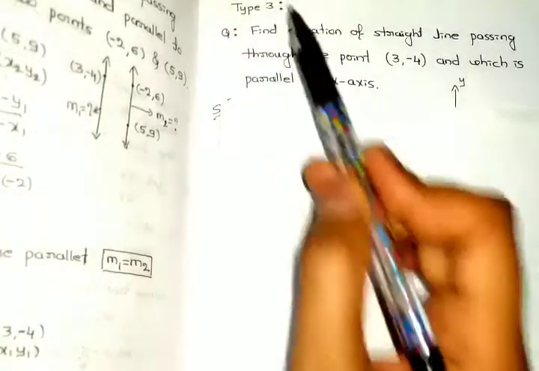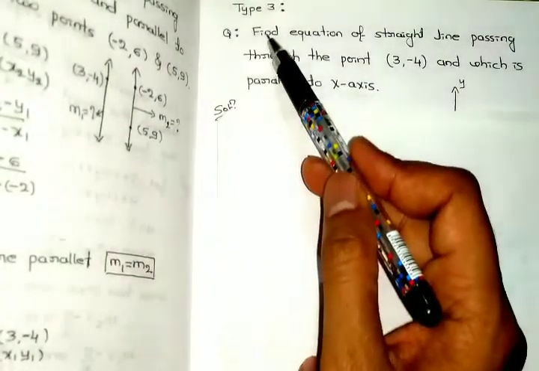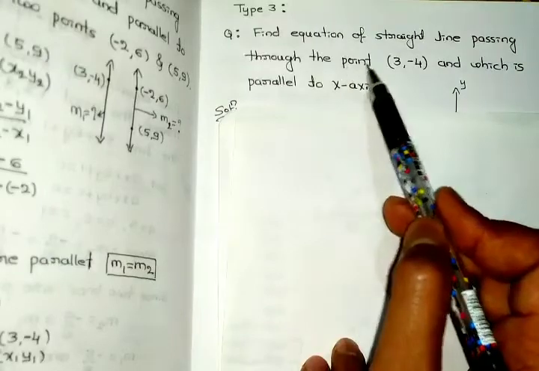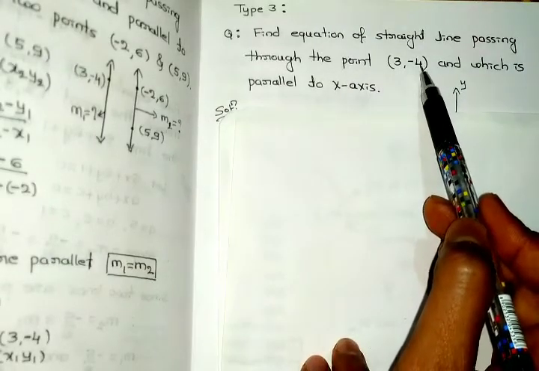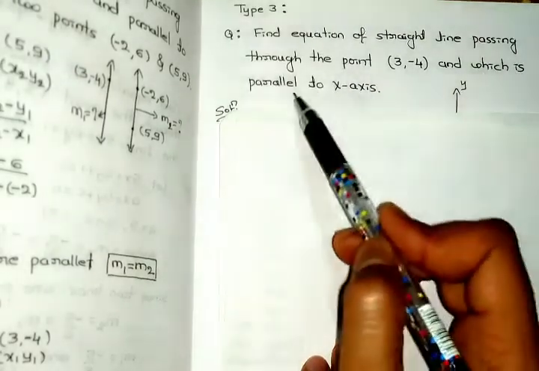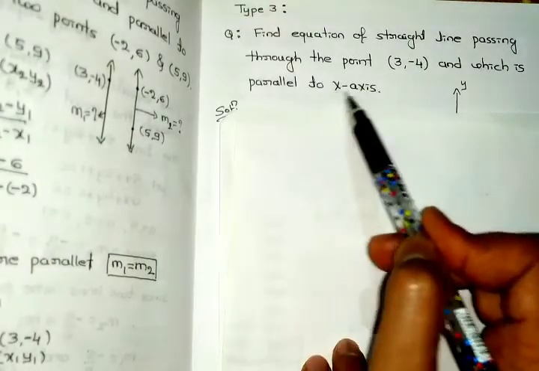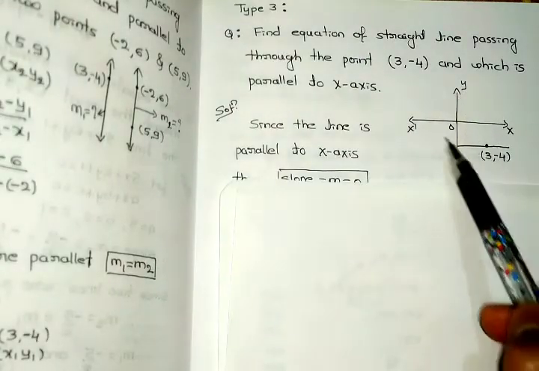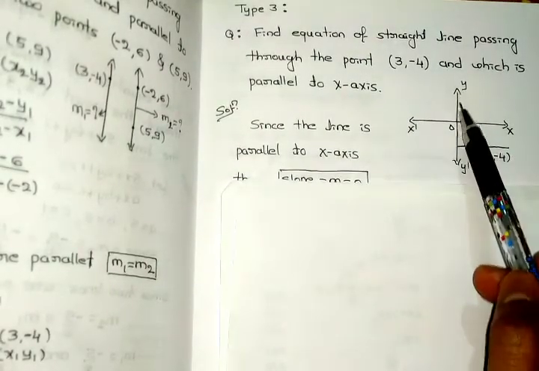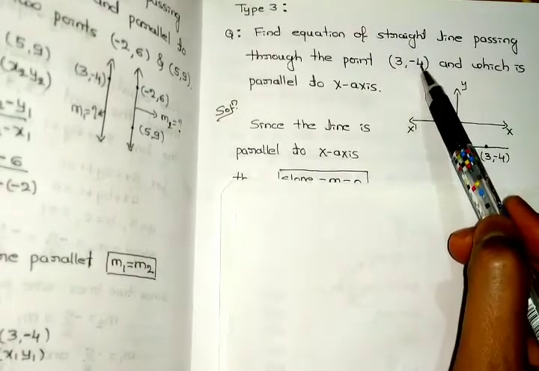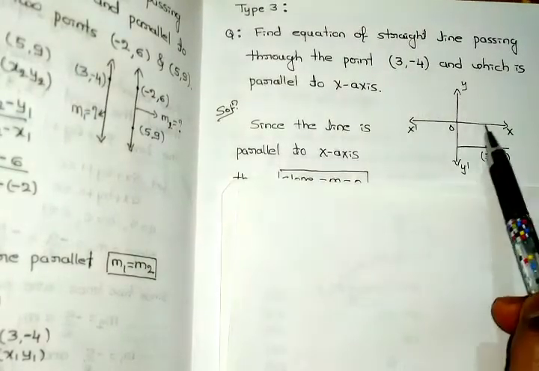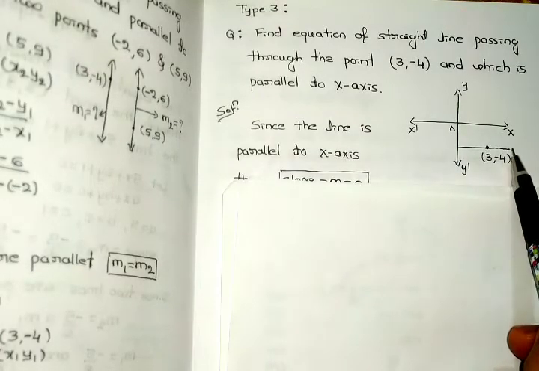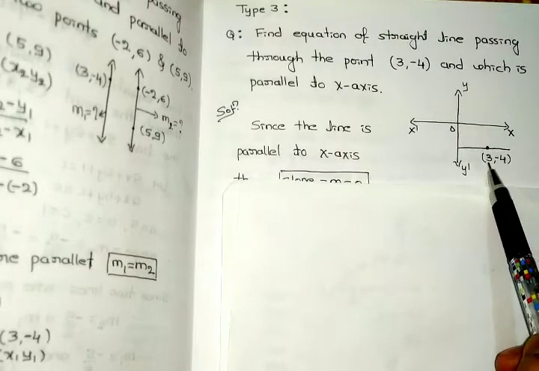Next, type 3. In type 3, the question is: find the equation of the straight line passing through the point 3, minus 4 and which is parallel to the x axis. So here I am going to consider the x axis and y axis. For 3, minus 4, x is positive, y is negative, which means which quadrant? Fourth quadrant. In the fourth quadrant I am going to trace one straight line. So this is the point 3, minus 4.